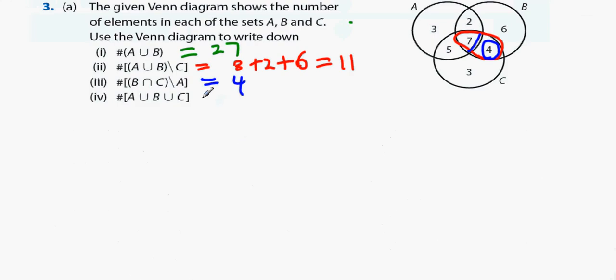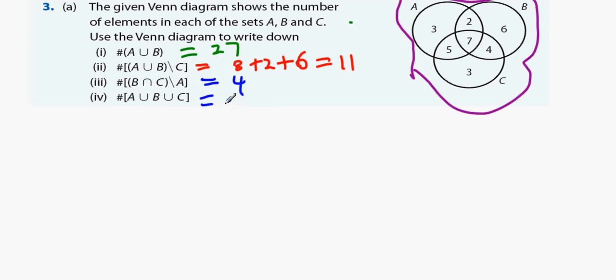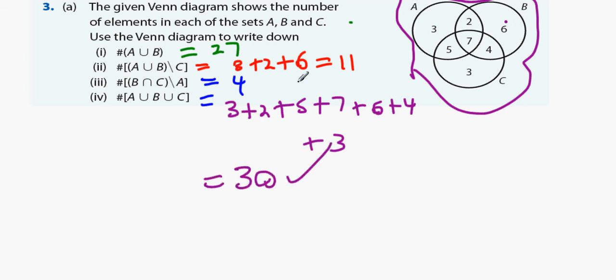A union B union C. So everything in the full thing. What we just do is draw a complete circle around the full Venn diagram. So it's going to be 3 plus 2 plus 5 plus 7 plus 6 plus 4 plus 3. Now remember how many sectors there are: 1, 2, 3, 4, 5, 6, 7. So 7 numbers are added together, and the answer to that is going to be 30. I already checked that and it's correct. Next one.